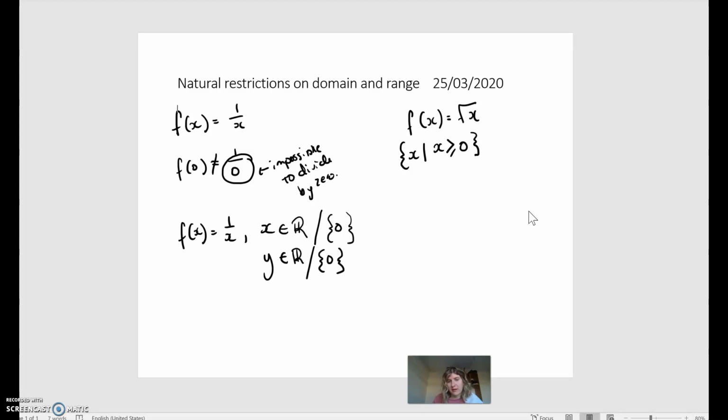And likewise as the 1 over x, y is much the same as well. So y can also be greater than or equal to 0.